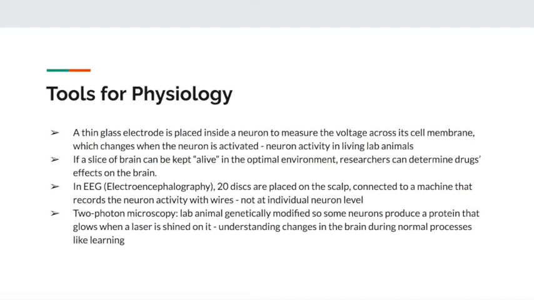These first two electrophysiological techniques are highly invasive, but in EEG, electroencephalography, 20 discs are placed on the scalp, connecting to a machine that records the neuron activity with wires. However, this is not at the individual neuron level. In two-photon microscopy, a lab animal can be genetically modified so some neurons in it produce a protein that glows when a laser is shined on it. This can be done to understand changes in the brain during normal processes like learning.